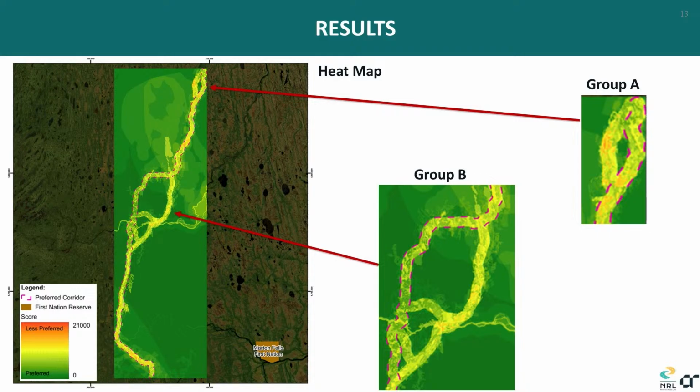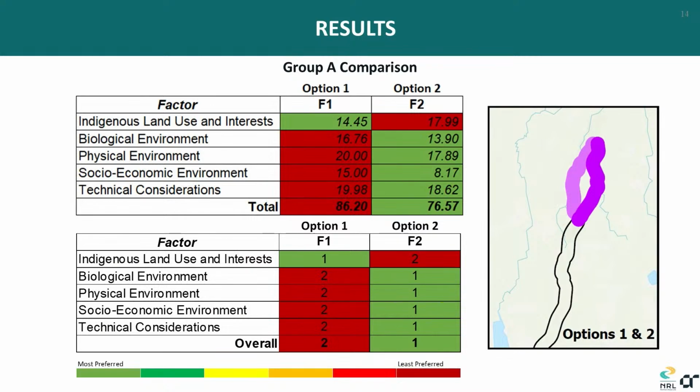So we did these results. We get these impressive maps. It's not just pretty colors, though. There's actual numbers associated with them. If you look at the next slide, you'll see a table looking at options F1 and F2, which are two different ways of getting to the same place from the same starting point. The numbers highlighted in green are the lower numbers. The lower score, the better in this particular case, and the more preferred, meaning the less impact based on the input layers. So that's an example for group A.